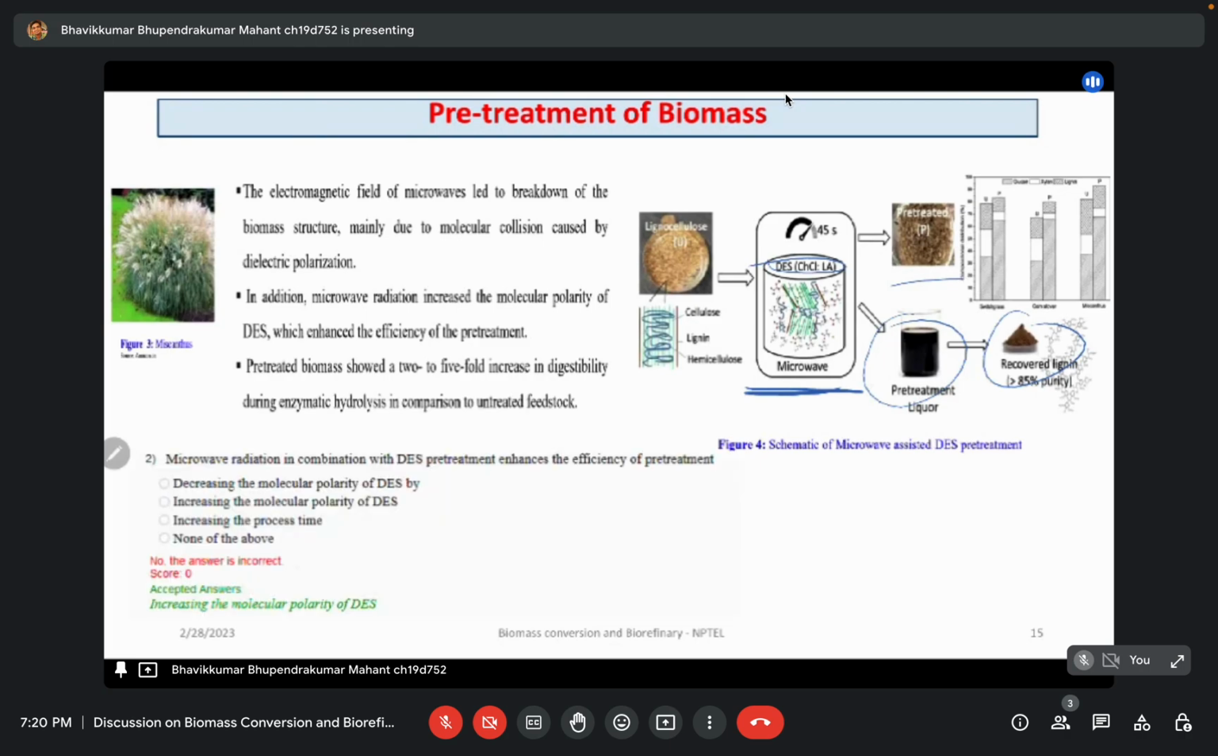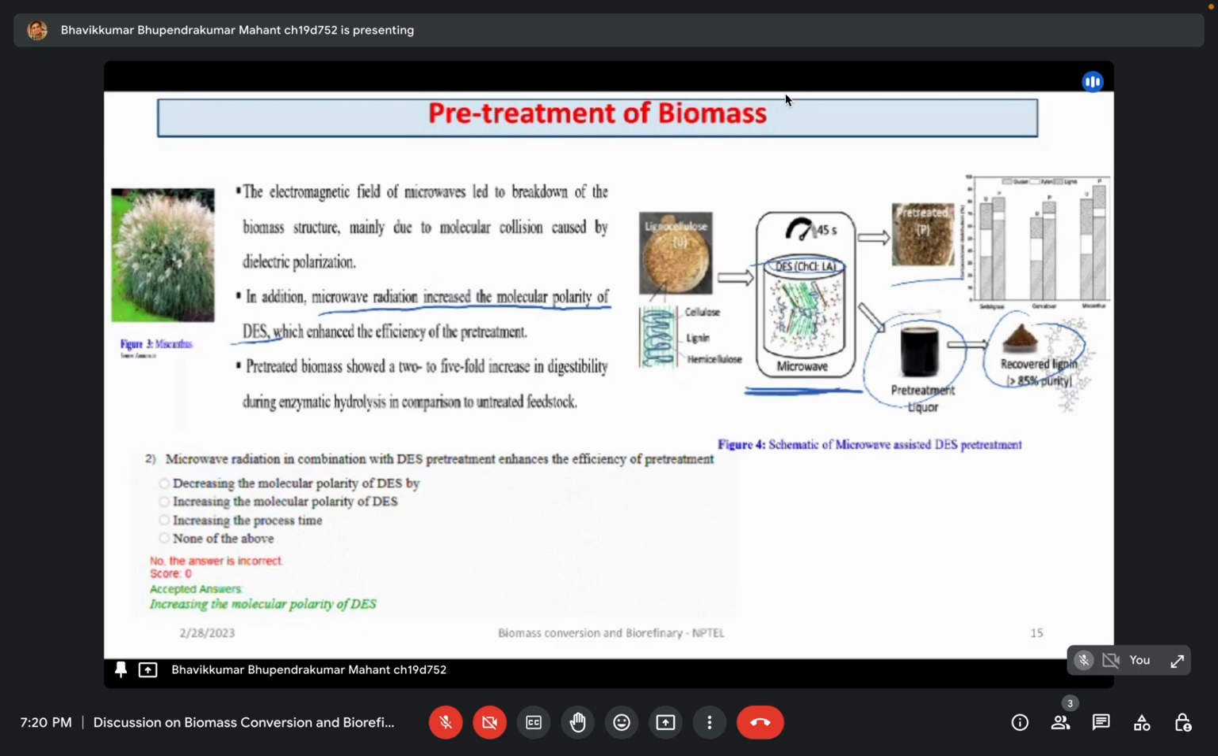So the question was, microwave radiation in combination with DES pre-treatment enhances the efficiency of pre-treatment. So how can it enhance the efficiency of the pre-treatment? Why is it mentioned here that microwave radiation increases the molecular polarity of DES? As we mentioned, we have one compound that is a hydrogen donor and one that is a hydrogen acceptor.